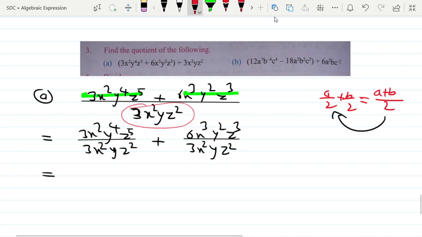Here 3 divided by 3 gets 1, so these get cancelled. And similarly x square and x square also get cancelled. And now the remaining are y and z.